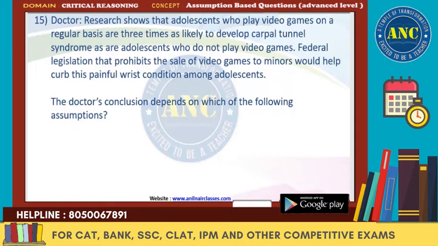Now, the doctor concludes that federal legislation prohibiting the sale of video games to minors would reduce the incidence of carpal tunnel syndrome. Now, this conclusion hinges on the assumption that the only way for adolescents to access video games is to purchase the games themselves.